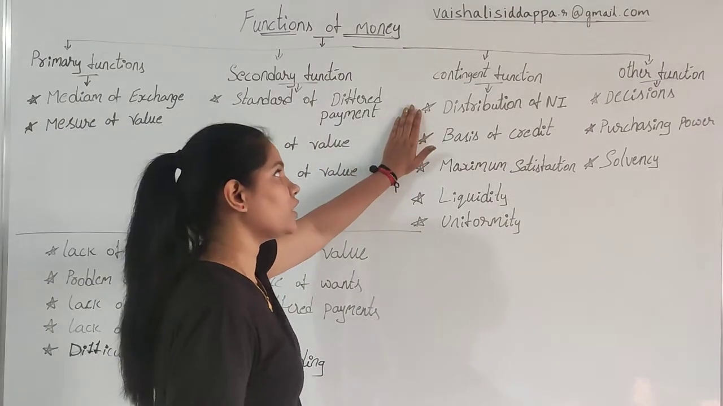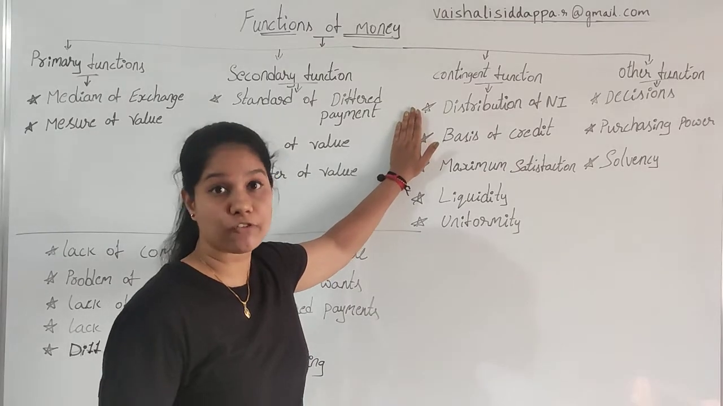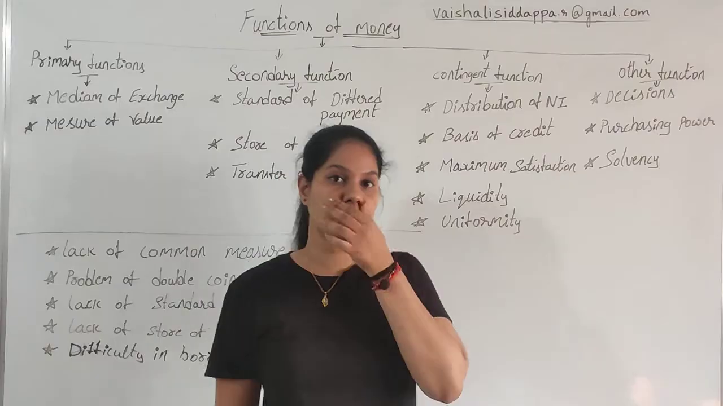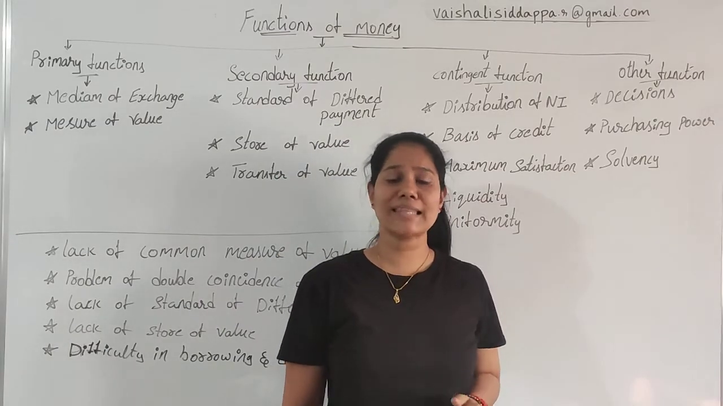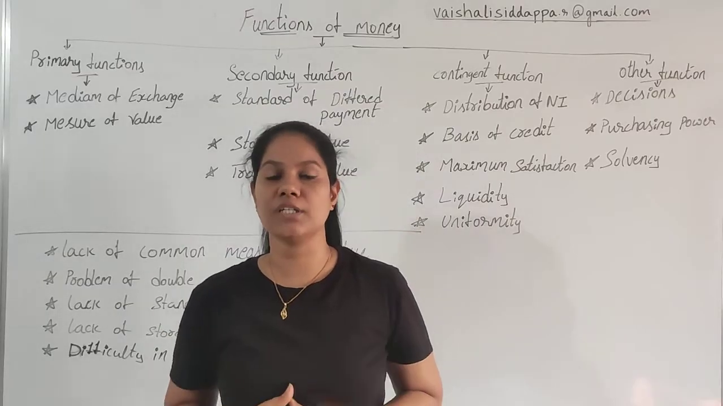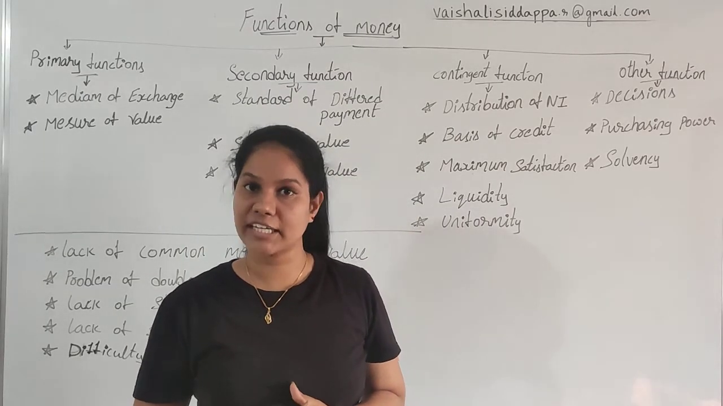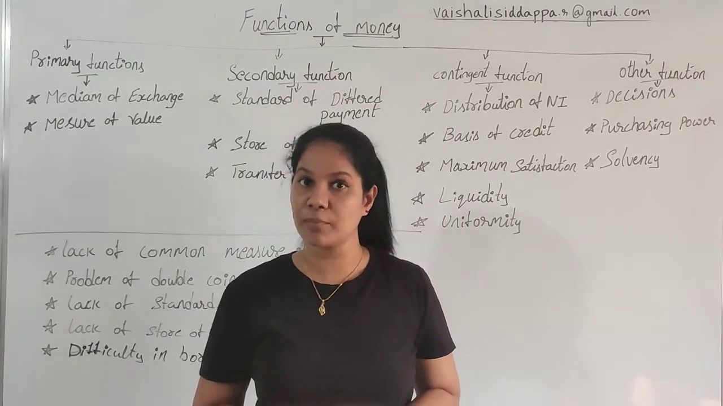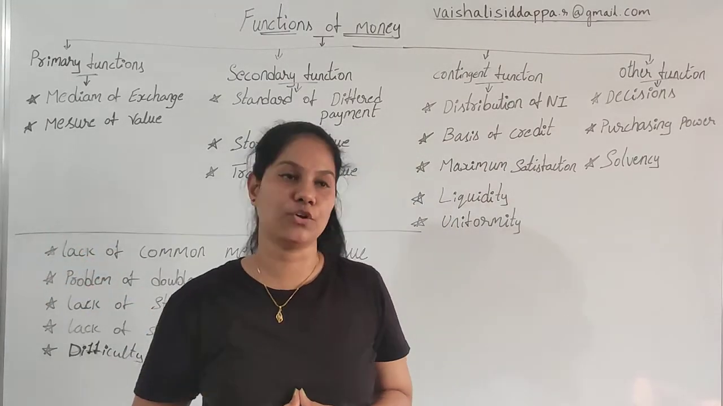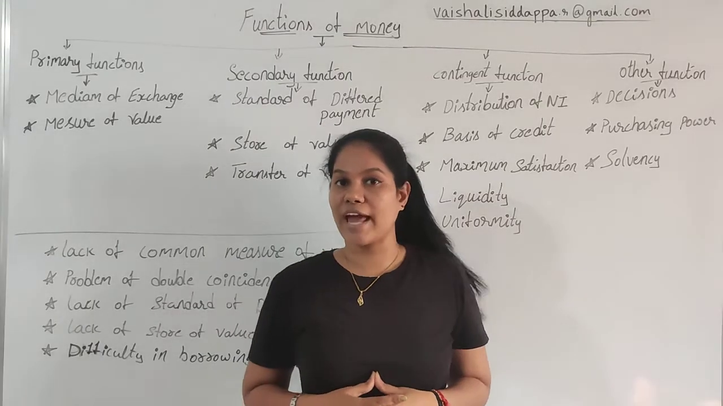And coming to the third function, which is the contingent function. The first contingent function is distribution of national income. NI is the national income. In the last chapter, the national income chapter, it is already covered, so you know what national income is. If you want to know what national income is, please do watch my previous videos. So, distribution of national income.